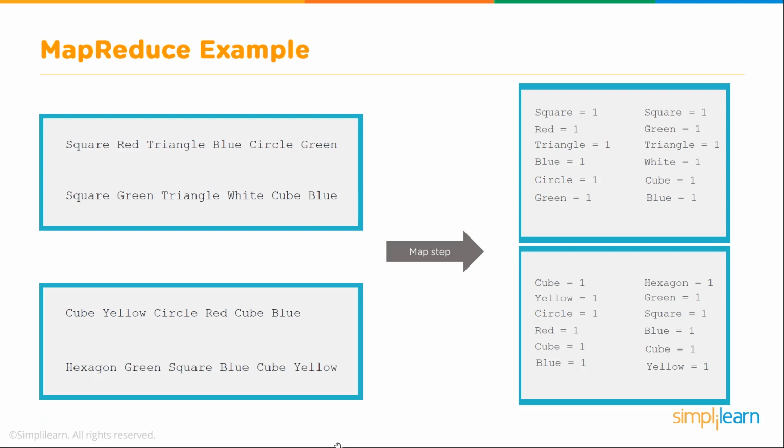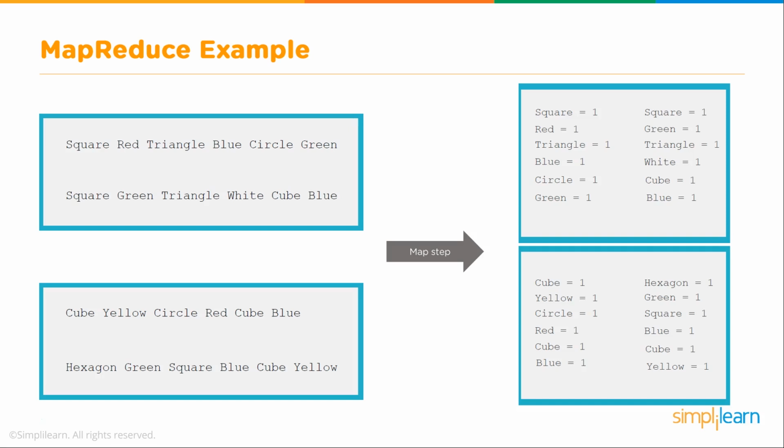And in this case, we're going to map it to square equals 1, square equals 1, red equals 1, green equals 1. And this is always a strange concept. Why would I have square equals 1, square equals 1? Why not have square equals 2? Sometimes you have square equals 2, and sometimes it's easier to count the numbers by doing square equals 1.